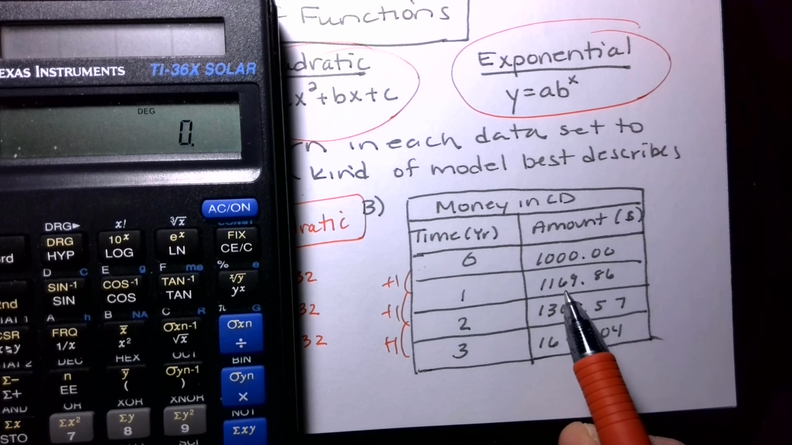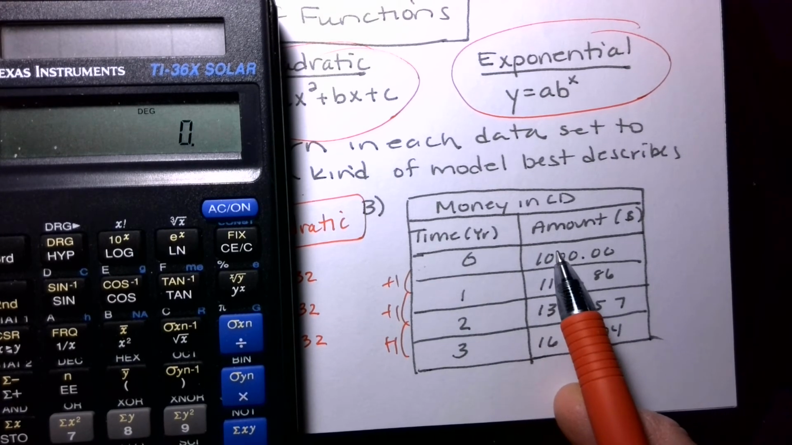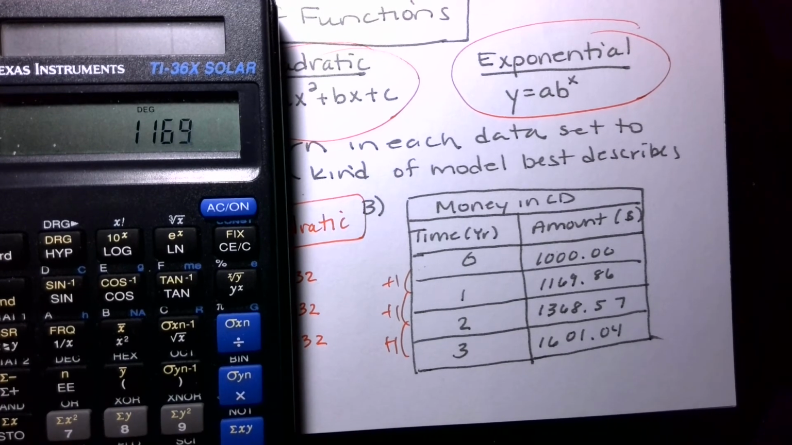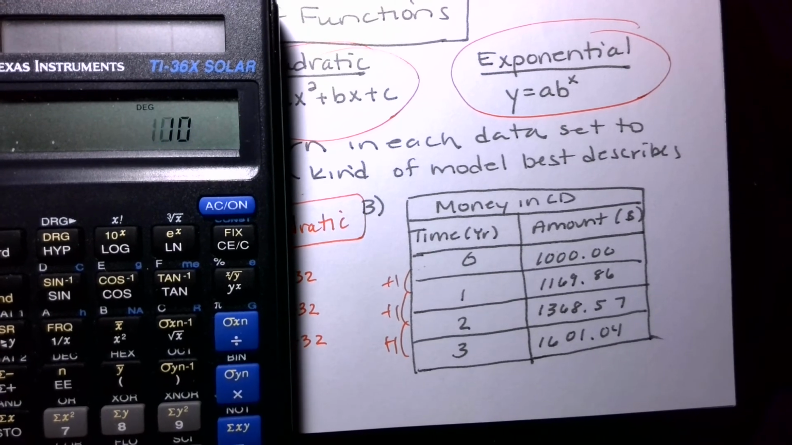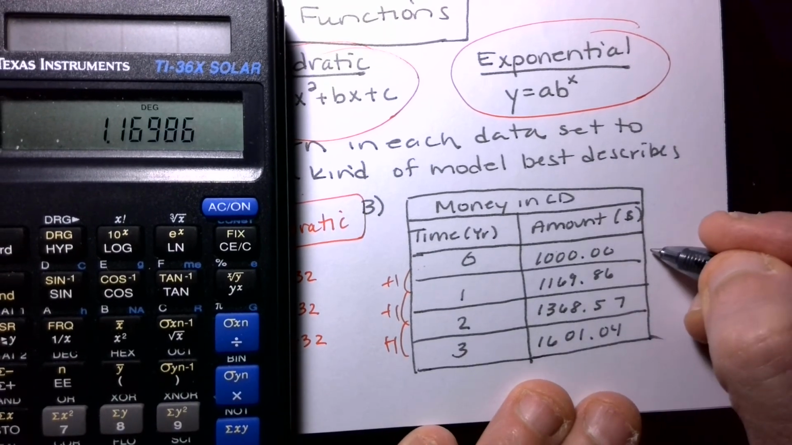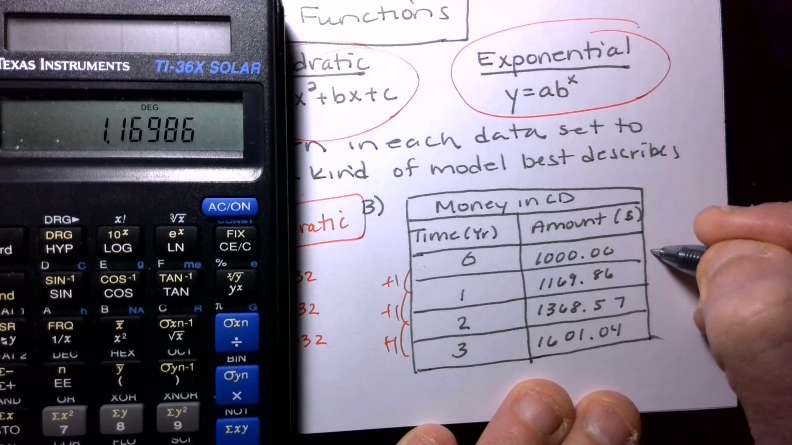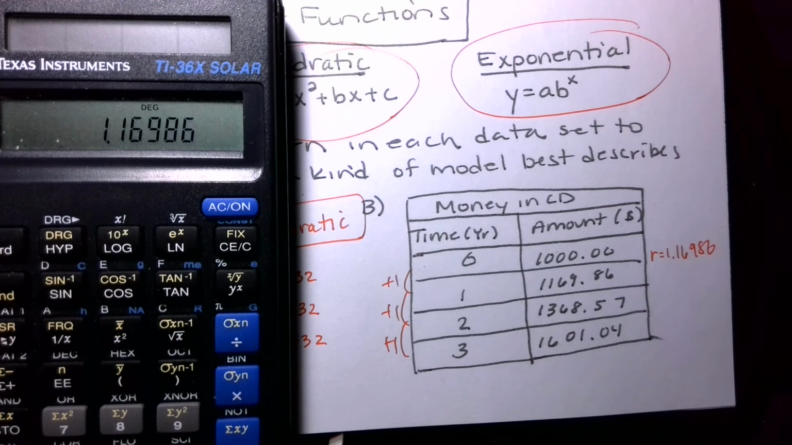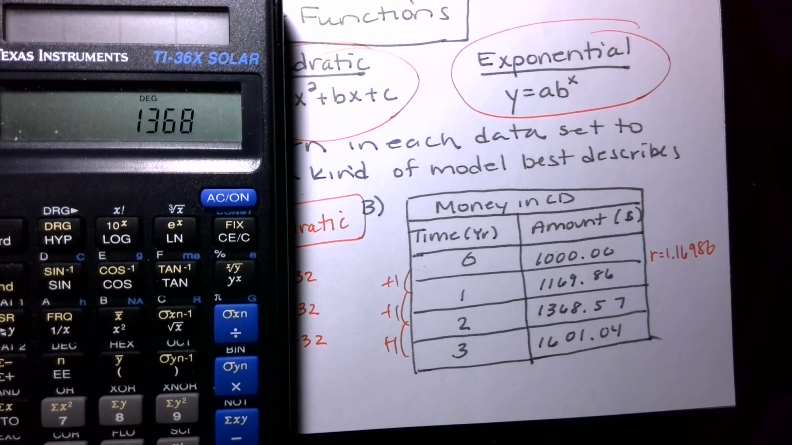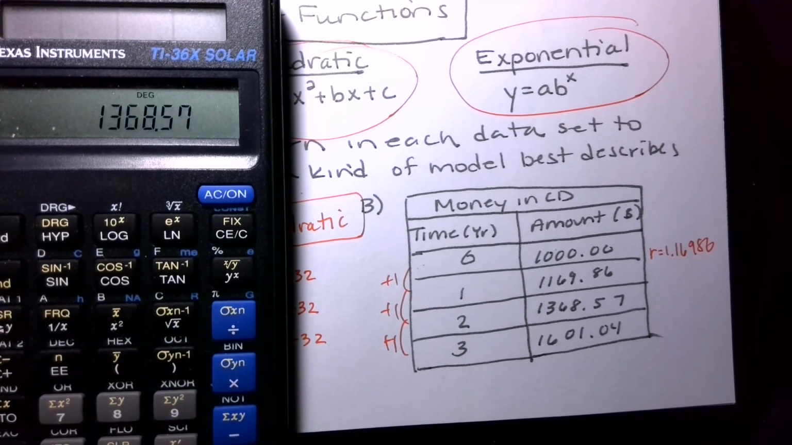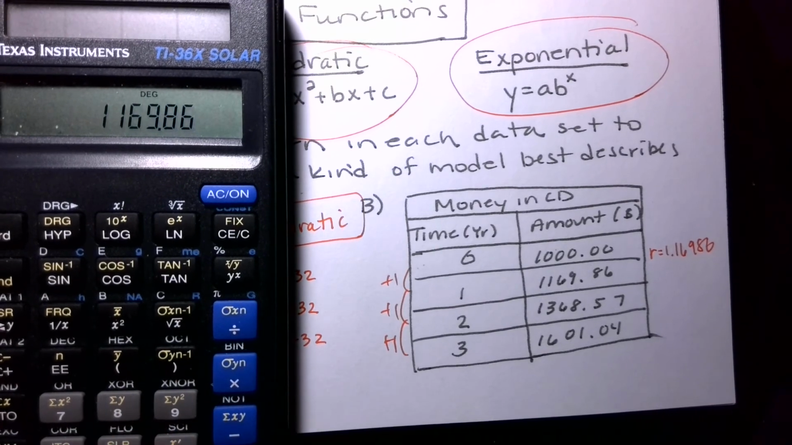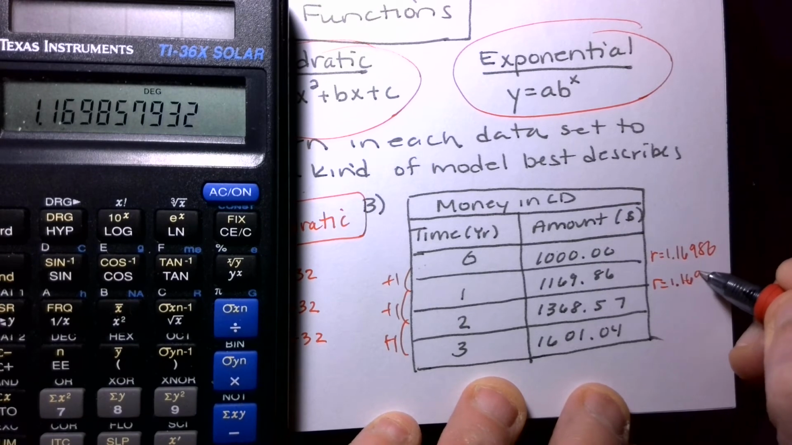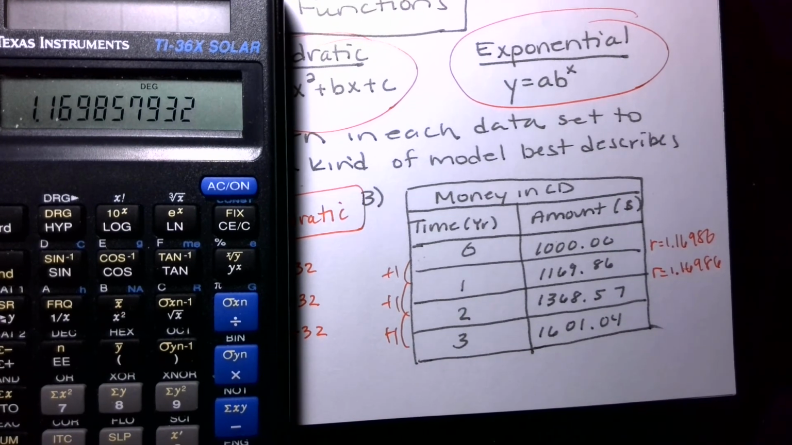So remember, to get your R, you take the number and divide by the one before it. So let's do that. 1169.86 divided by 1,000. Obviously, that ratio is 1.16986. And how about here? 1368.57 divided by 1169.86. Oh, around it.